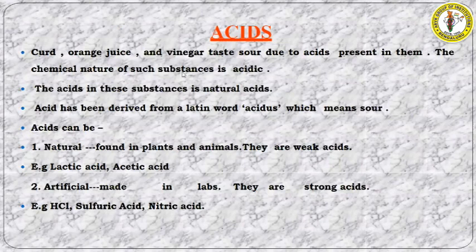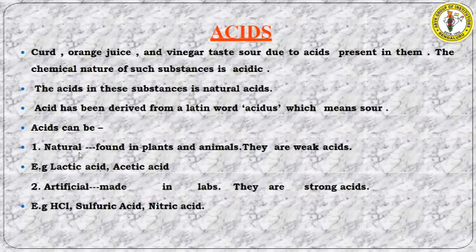The chemical nature of such substances is acidic, so they are acidic in nature. The acids in these substances are natural acids. Whatever acids are present in the substances we consume in our daily life are natural acids and are also called weak acids. The word acid is derived from the Latin word acidus or acer, which means sour. Acidus means sour. Acids can be of two types, natural acids or artificial acids.